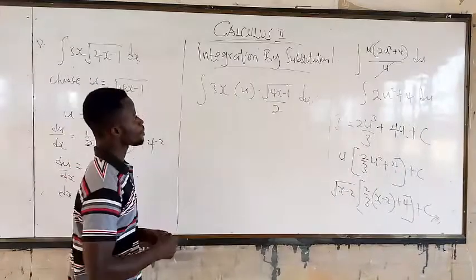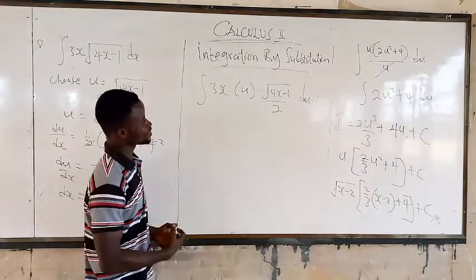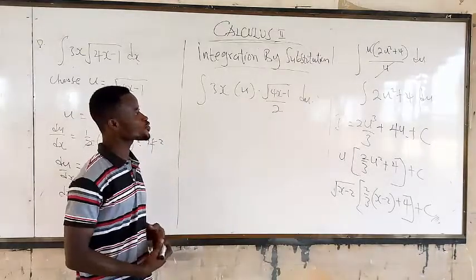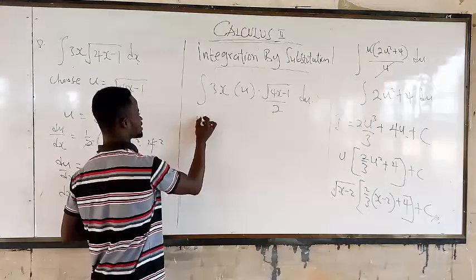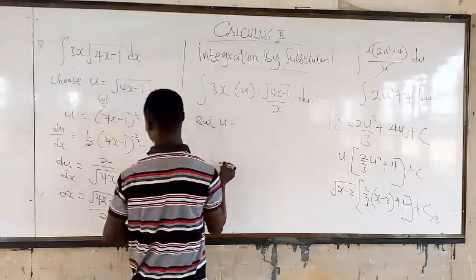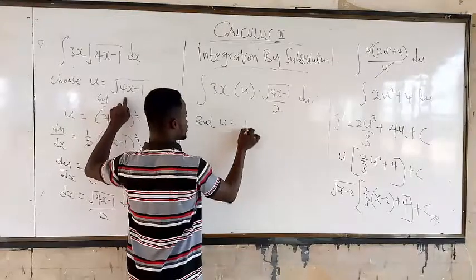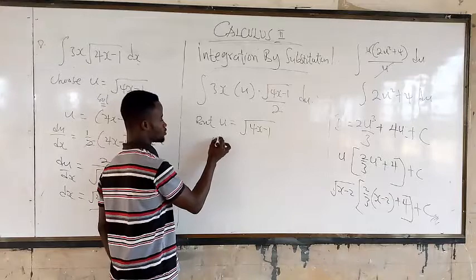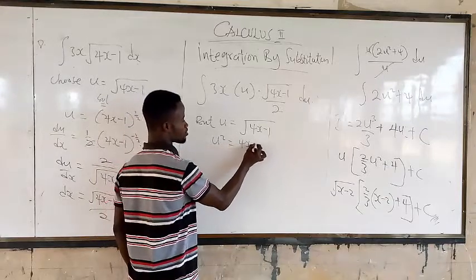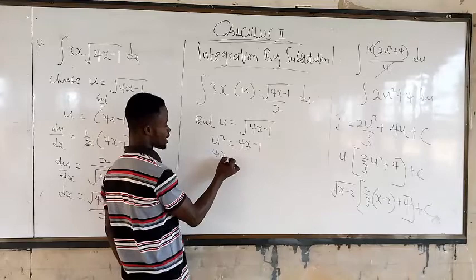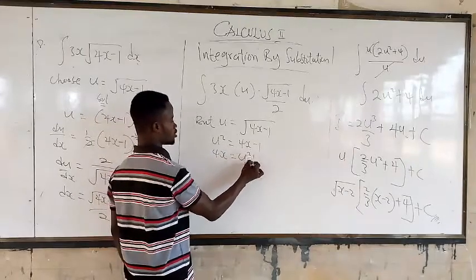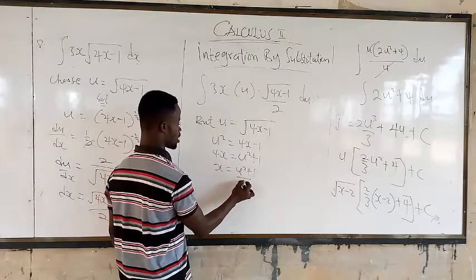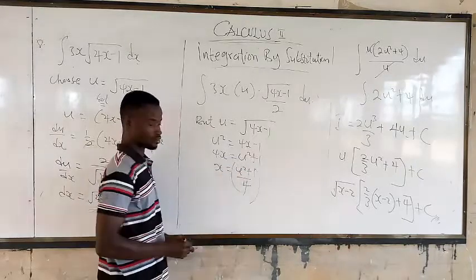So from here, what are we going to do? We need to get rid of all the x's. And how are we going to do that? But u is equal to square root of 4x minus 1. So when you square both sides, you get u squared is equal to 4x minus 1. So 4x, you are looking for x. So x is equal to u squared plus 1 over 4. Very good.